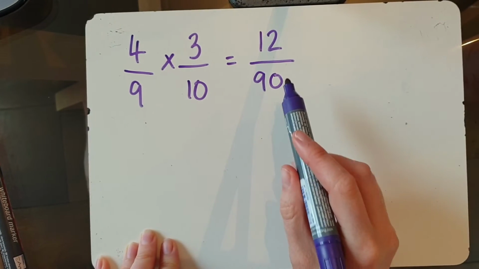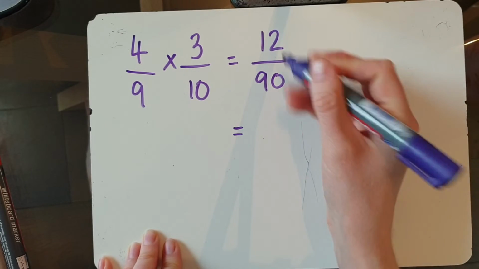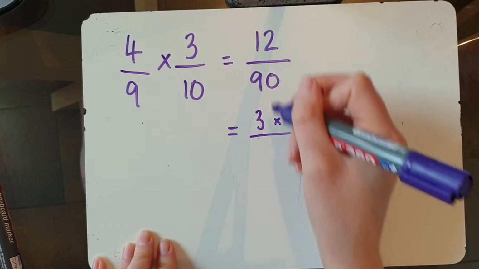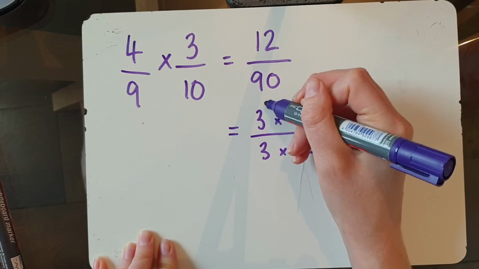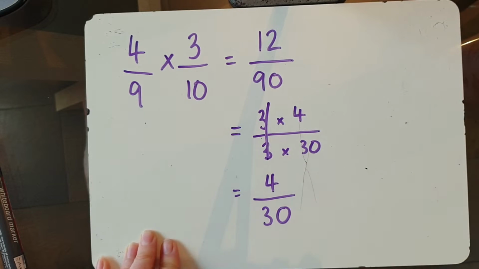And then, of course, if we can simplify this fraction, we do. So this is 3 times 4 at the top. This is 3 times 30 at the bottom. So the 3's divide by each other, and we've got 4/30.